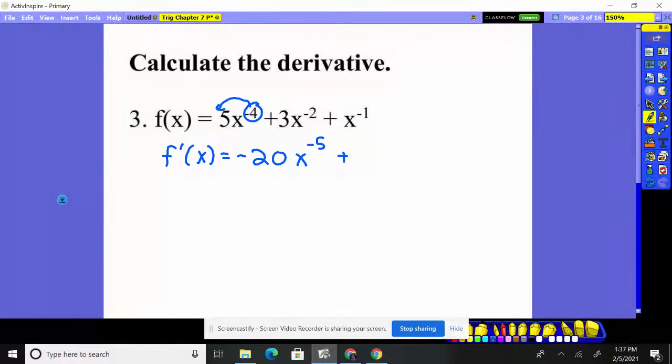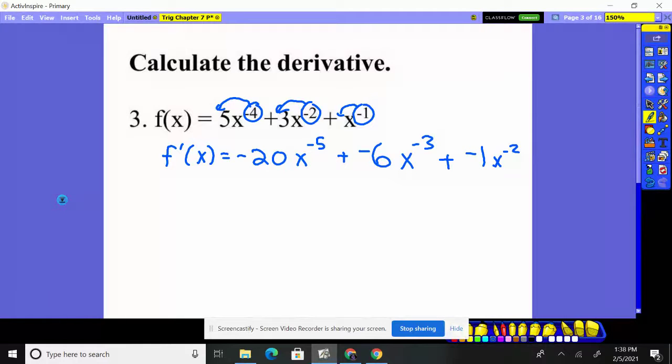Plus, let's see what happens here. I have this drops down, so it becomes negative 6. Now, you can write plus negative 6. There's nothing wrong with that. Personally, I'd write minus 6, but that's okay. X to the negative 3. And then finally, we'll put plus again. The negative 1 is going to drop in front to be negative 1. X goes to what power? X goes to the negative 2.